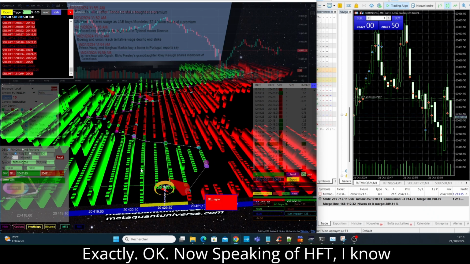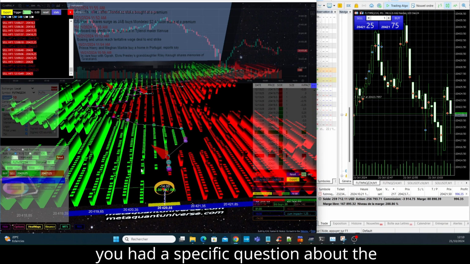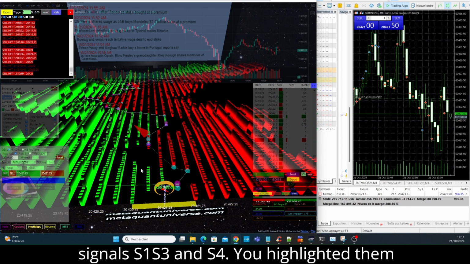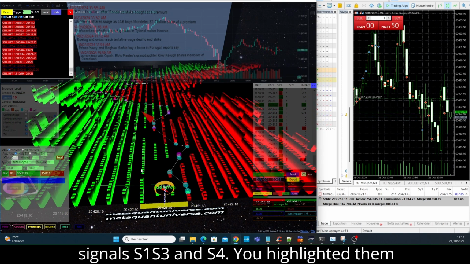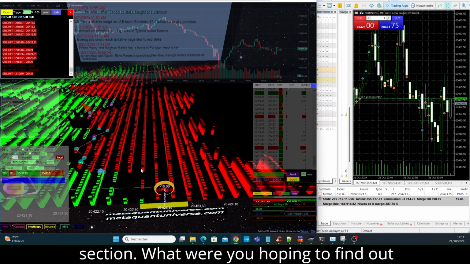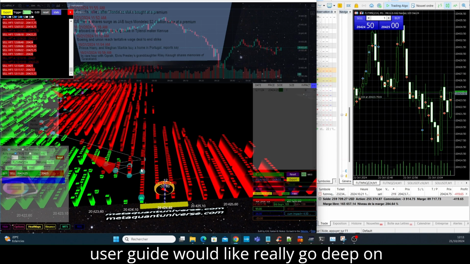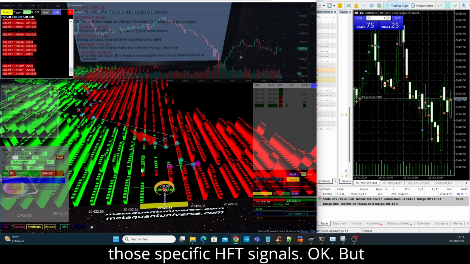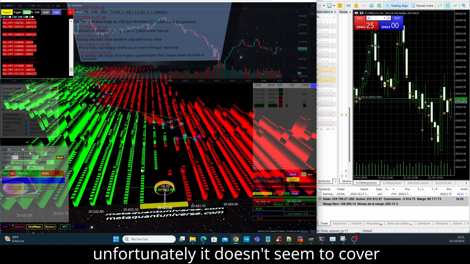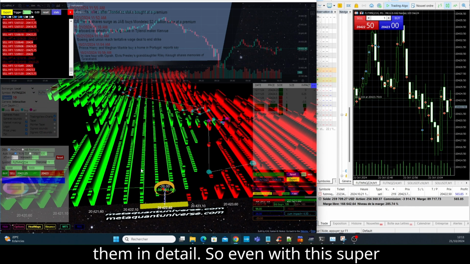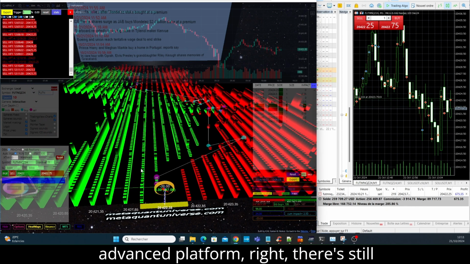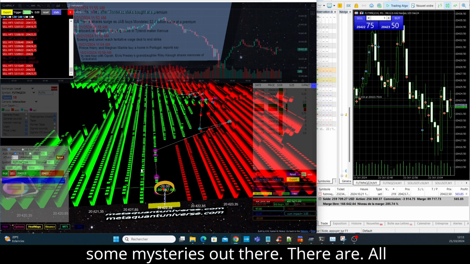Now, speaking of HFT, I know you had a specific question about the signals S1, S3, and S4. I did. You highlighted them in the algorithmic trading insights section. What were you hoping to find out about those? Well, I was hoping that the user guide would really go deep on those specific HFT signals. But unfortunately, it doesn't seem to cover them in detail. So even with this super advanced platform, there are still some mysteries out there.